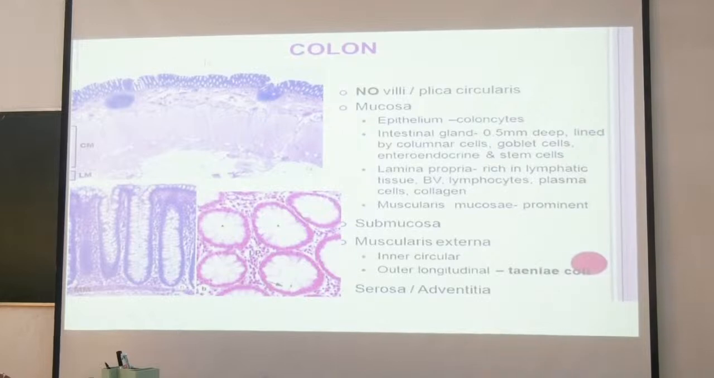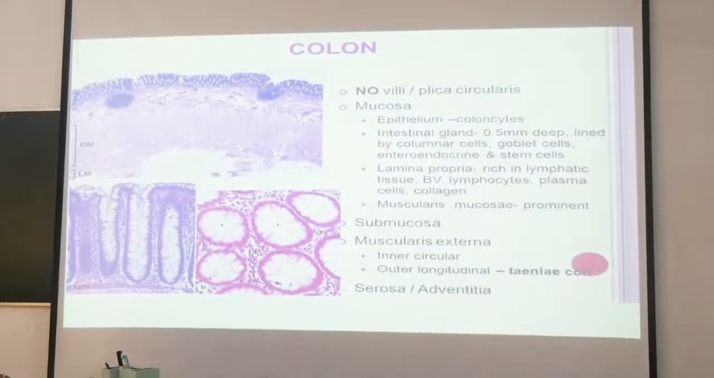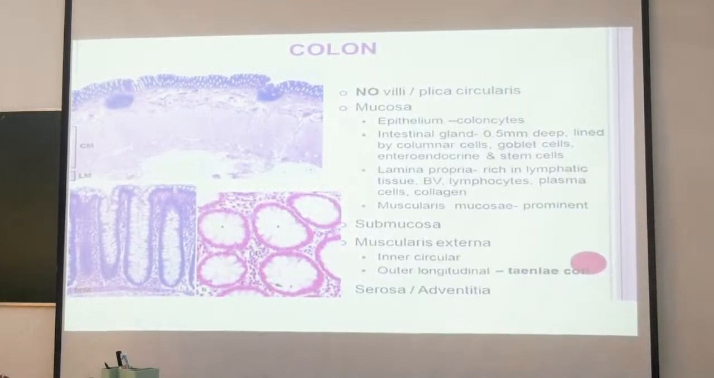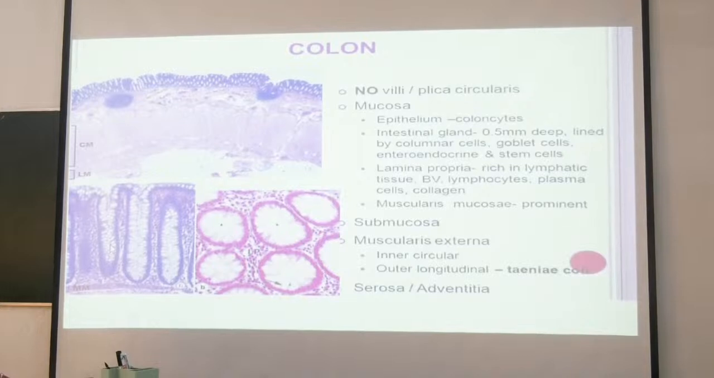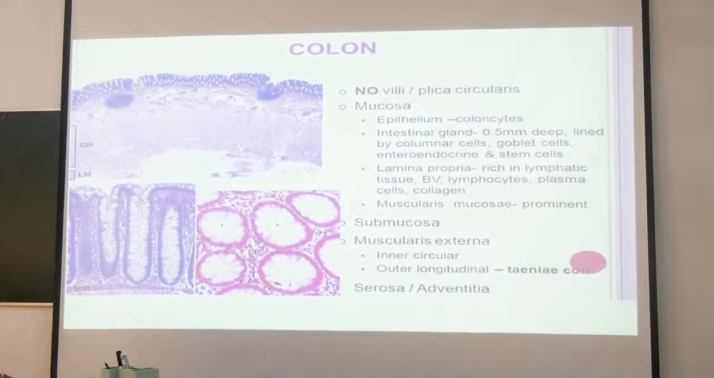So see, they have shown one microscopic structure here. This is this layer. Okay, so in this layer what you could see, these are the crypts. What is present over there in a crypt? Intestinal gland. Intestinal gland will secrete what? Mucus. Okay, so this is all about the colon.